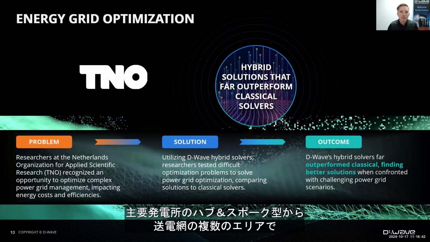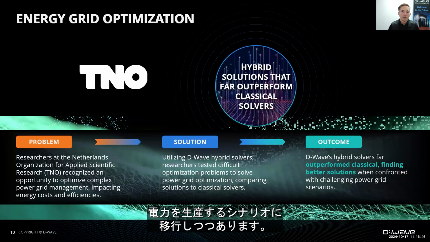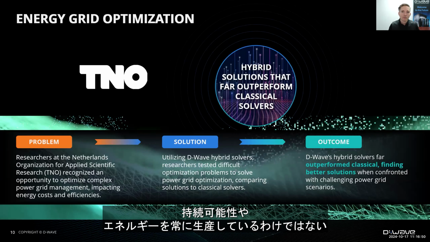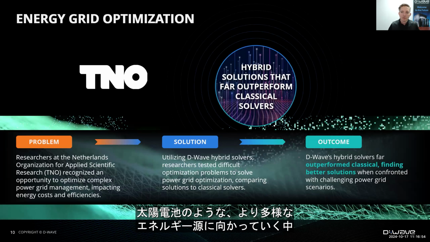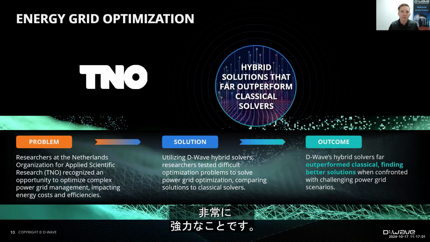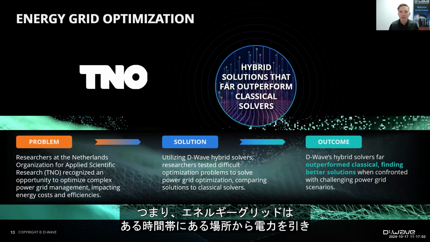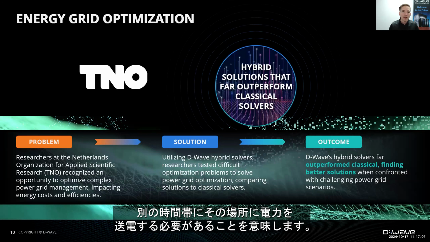We're moving from a hub and spoke model with major power plants to a scenario where power is being produced in multiple areas of the grid. And that's very powerful as we're moving towards sustainability and more diverse sources of energy like solar cells, which are only producing energy some of the time. And that means that the energy grid has to be drawing power from some locations at some times and then transmitting power to those locations at other times.